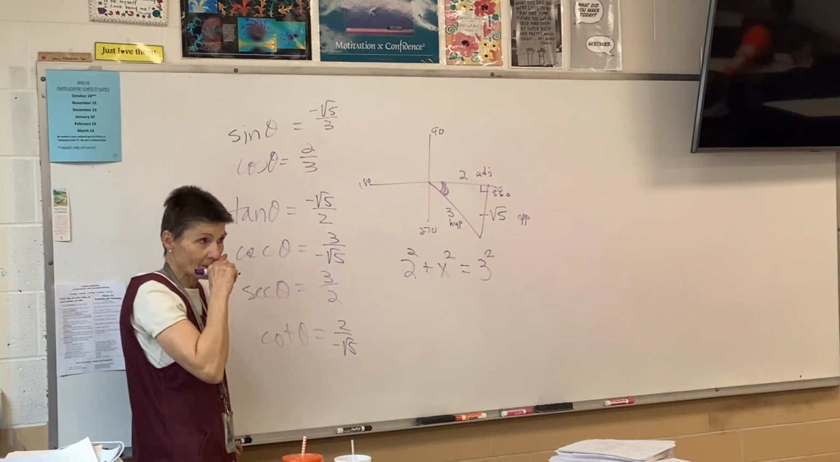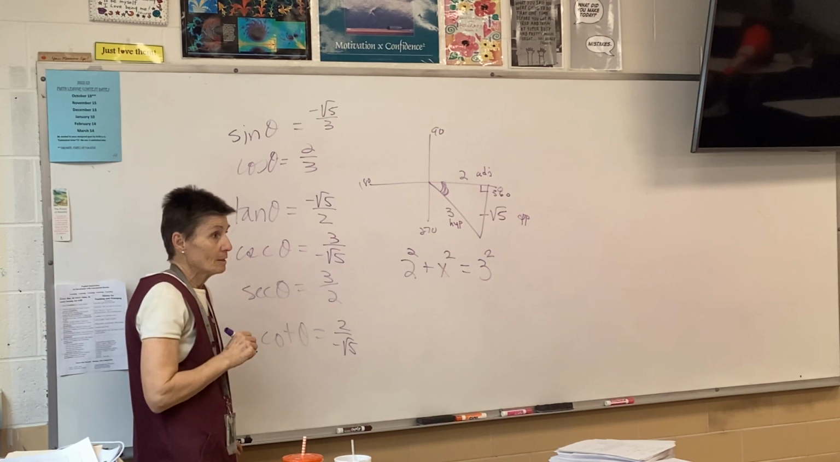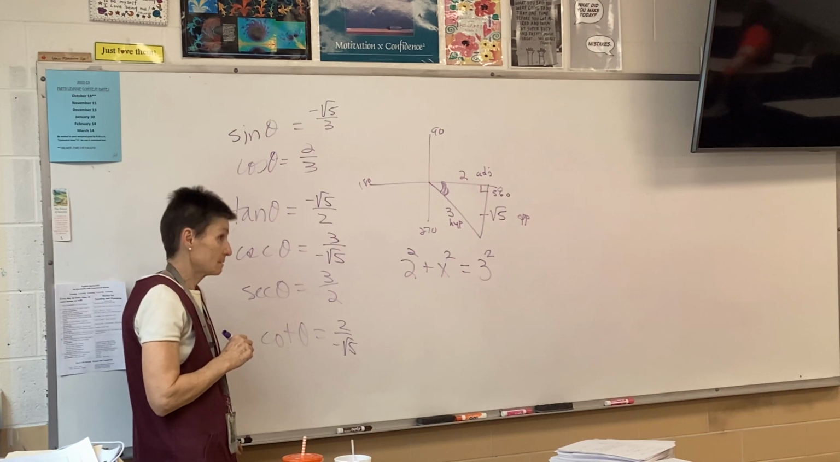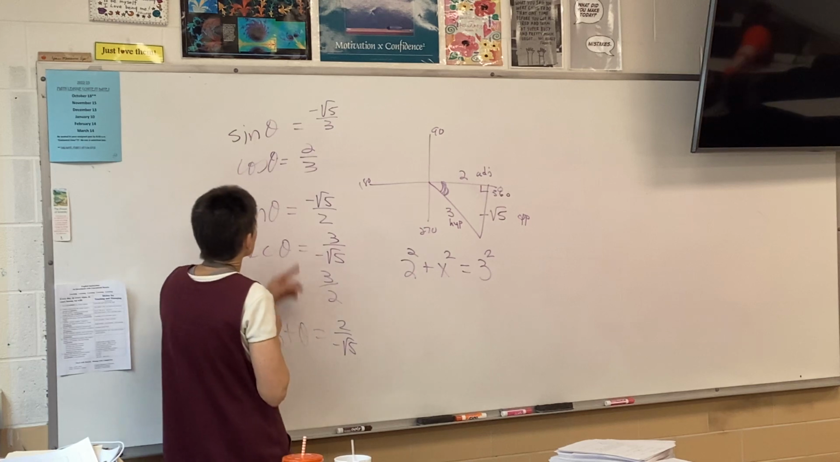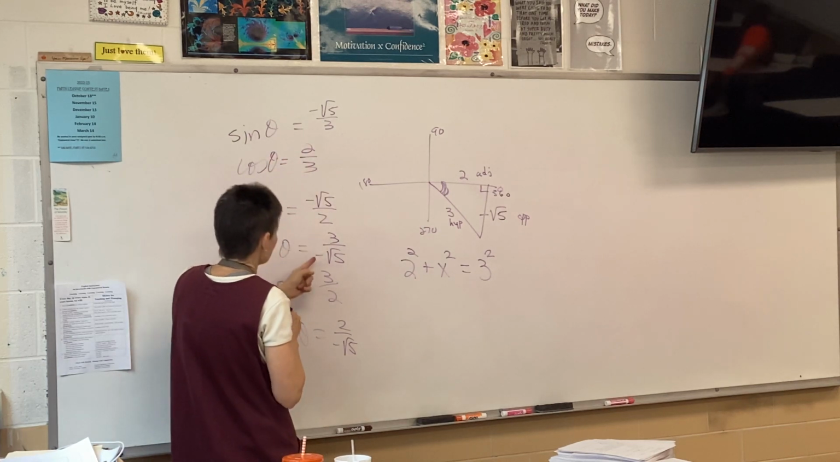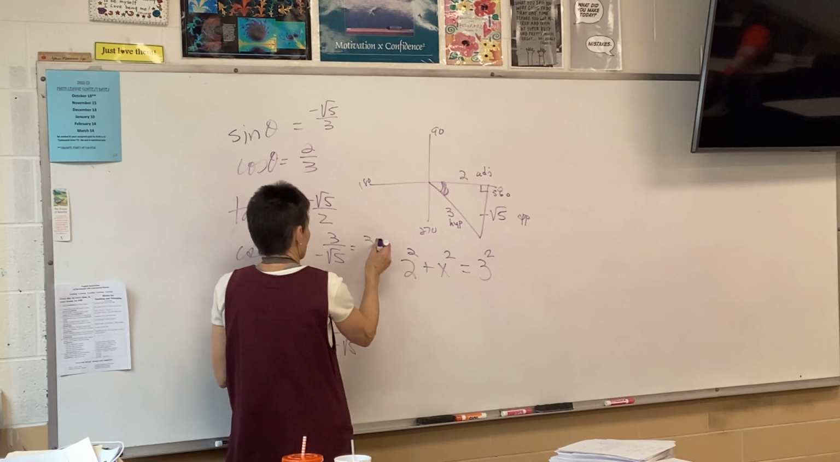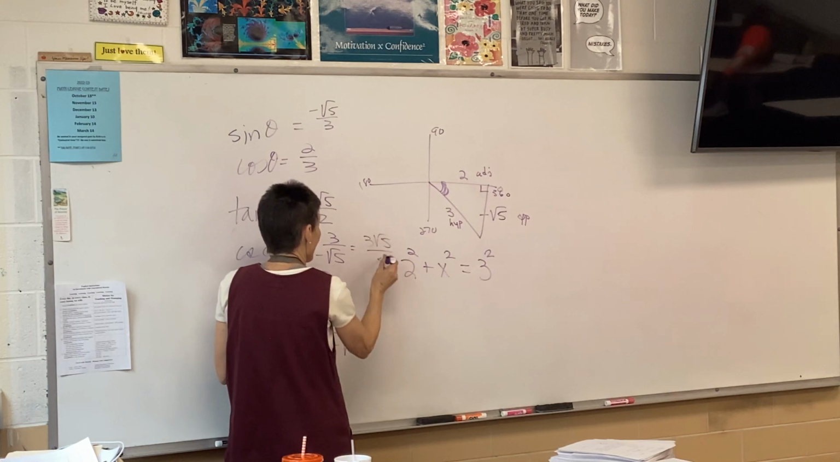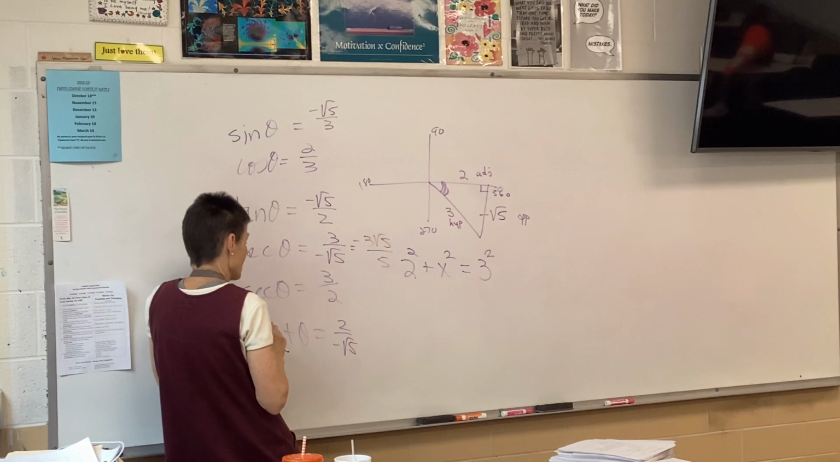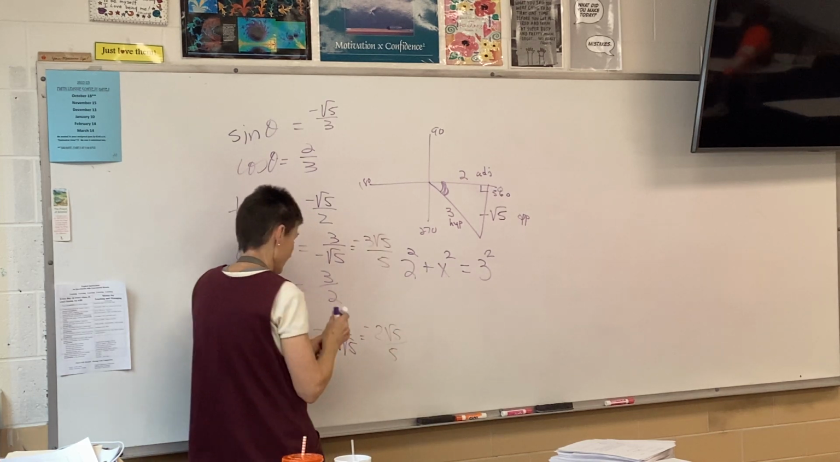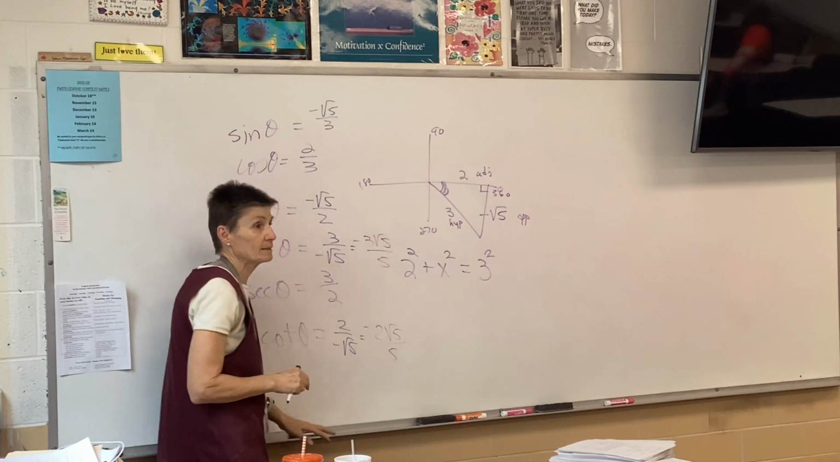Then one more step. What's our last step? If any of them need cleaning up, we need to do it. So these are all good. This one, 3 root 5 over 5, negative. And this one, 2 root 5 over 5, negative. Other than that, they're perfect. Would you agree?